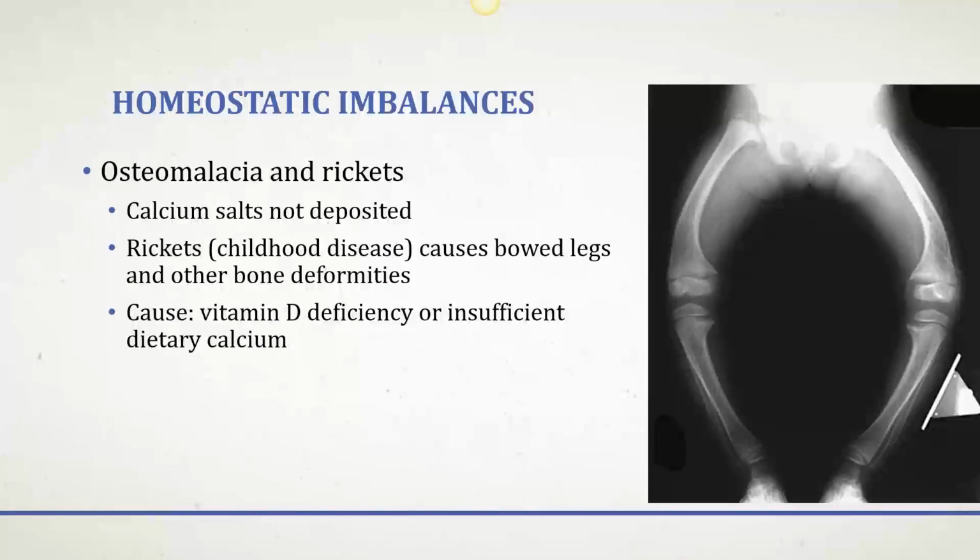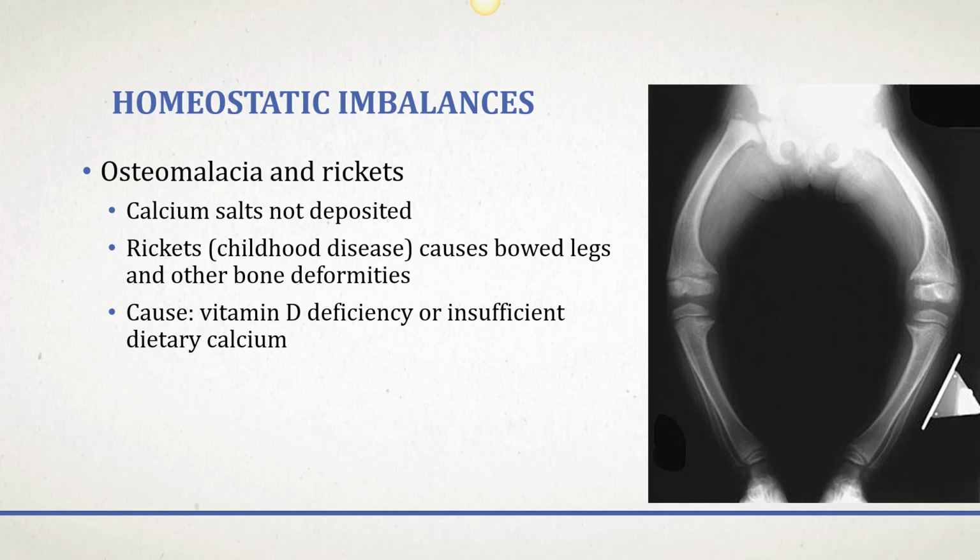So what are some of the homeostatic imbalances associated with the skeletal system? Here we have osteomalacia and rickets. In both of these diseases, the calcium salts are not deposited. Usually it's due to a vitamin D deficiency or not enough dietary calcium. Rickets is a childhood disease, while osteomalacia happens later on in life. Rickets causes bowed legs and other bone deformities. Here you can see rickets and how bowed the legs are.